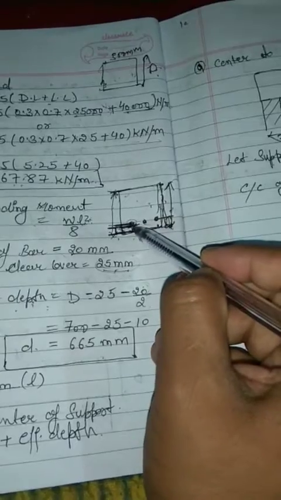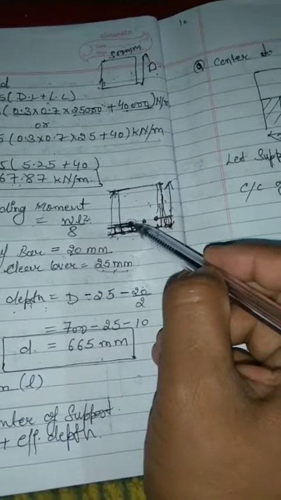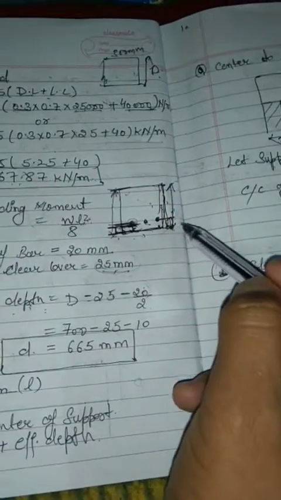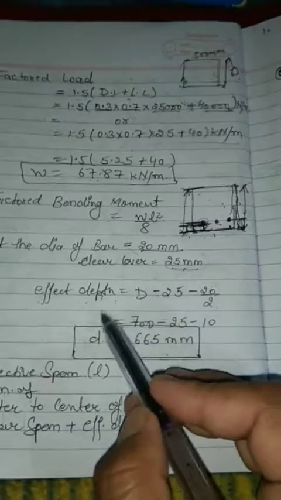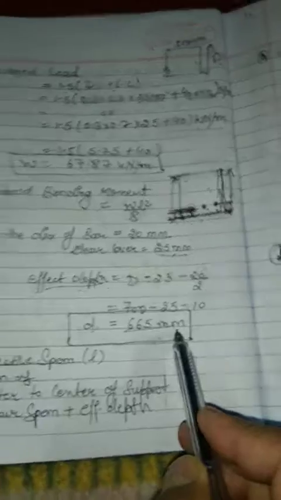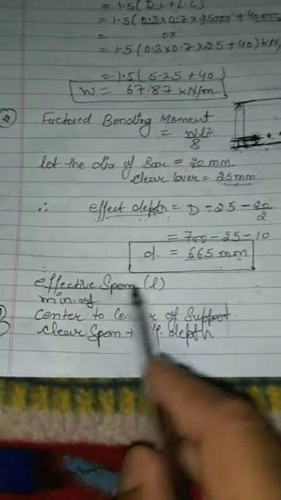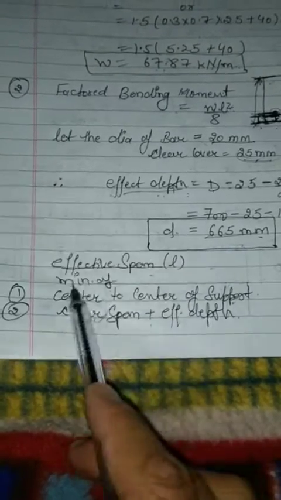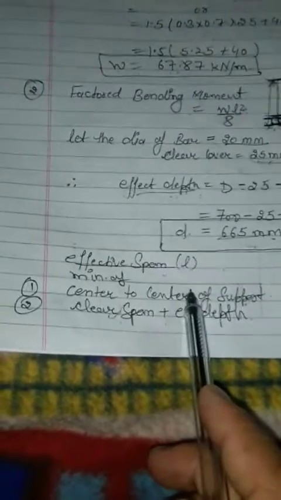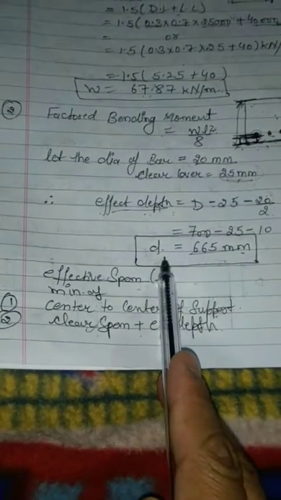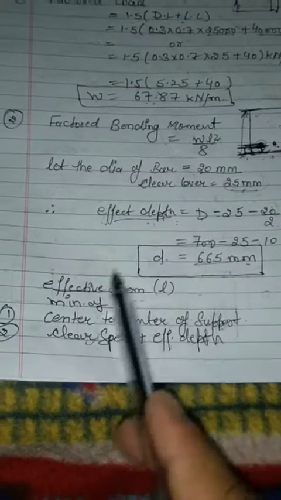This is the tensile reinforcement that we are going to give in this problem. So effective depth will be equal to 665 mm in this case. Now we need to calculate the effective span. Our code specifies that the effective span shall be the minimum of center to center of the support, or clear span plus effective depth. We have calculated effective depth as 665 mm.